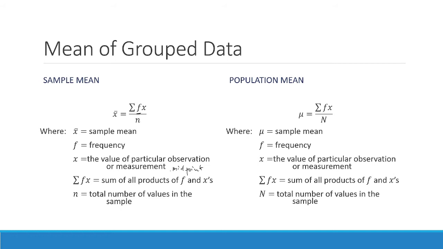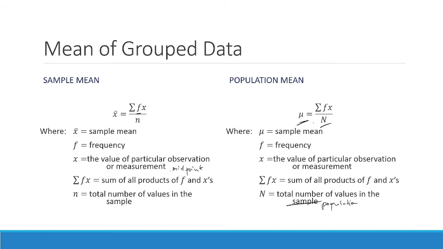So if you have grouped data, by grouped data, it just means the data is expressed in a frequency distribution table. And for the population mean, same concept. You just need to change your notations to mu and capital N, which is the total number of values in the population. Not samples, it should be population. Sorry about that, class. Okay.